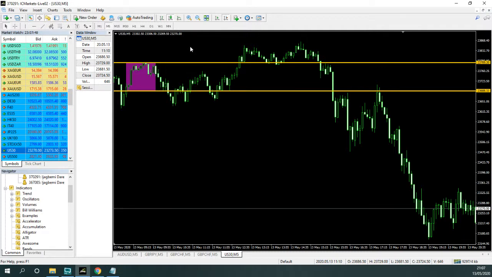You want to check Aussie dollar. What about COT report? What's COT report?